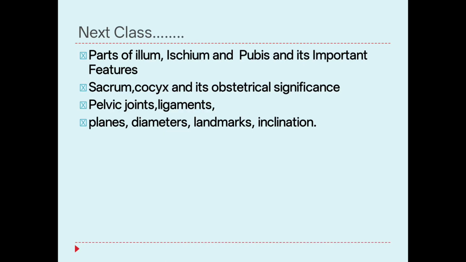In the next class we will discuss parts of ilium, ischium and pubis and their important features, sacrum, coccyx and their obstetrical significance, pelvic joints, ligaments, planes, diameters, landmarks and inclination.